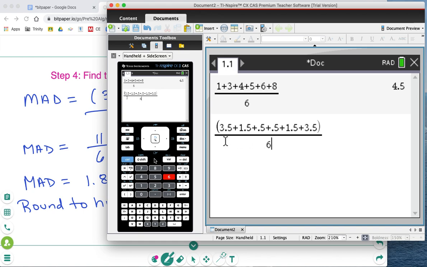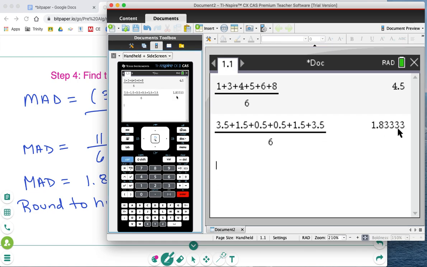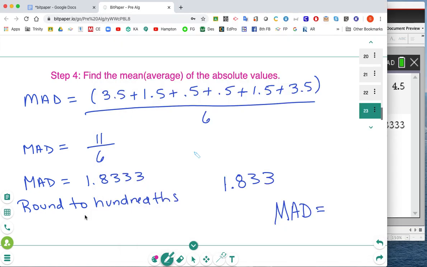All right, now remember, I want it to be a decimal, so I'm going to do Control Enter, and I get my decimal of 1.8333. Now, for all of our answers, we're going to be rounding to the nearest hundredth. So in order to round to the nearest hundredth, this is our tens place value. This is our hundredths place value. So we need to look at our thousandths place value.